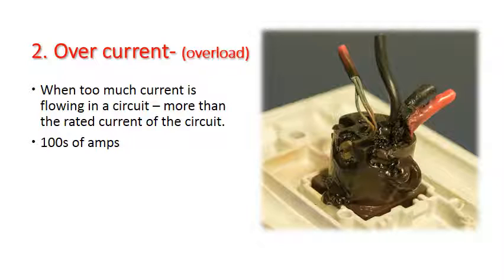Next is overcurrent, and another word for that is overload, when too much current is flowing in a circuit, more current than the rated current of the circuit. Here's a 15 amp water heater switch. I went to this client's house. The problem was there was no hot water. As you can see, this circuit has been overloaded and the switch is just completely melted. So the result often of overcurrent is heat, and heat can cause all sorts of damage.